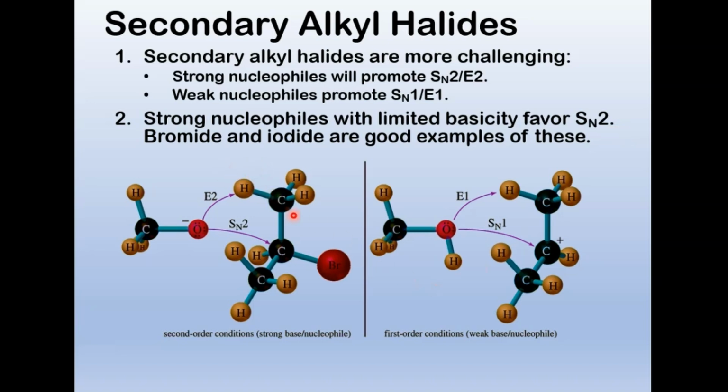Alright, here we have a secondary alkyl halide. We have two types of nucleophiles here. We have methoxide and we have methanol. So looking at this, we're going to predict E1 or SN1. Looking at this strength, we're going to predict E2 or SN2. And in the end, we're going to have the same type of products. We'll either have an ether with the substitution or an alkene with the elimination.